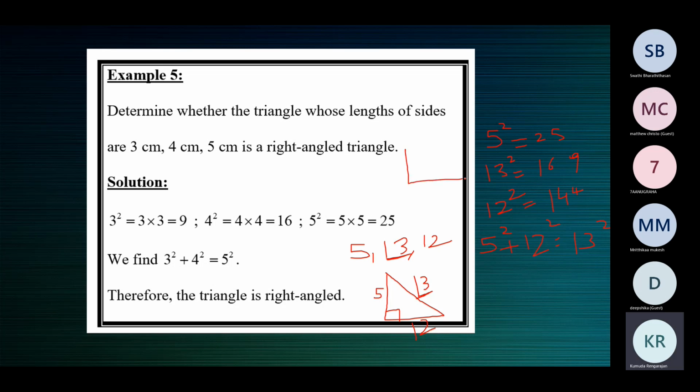It's a right triangle. We have now found out it's a right triangle. The hypotenuse, the longest side, is 13. The other two sides are 12 and 5. We did not find the measure of the angle opposite to the hypotenuse. We did not measure this angle and find it's 90. So just by using a calculation, we were able to decide if this triangle is a right triangle or not. Is that understood, children? Yes, ma'am, understood.